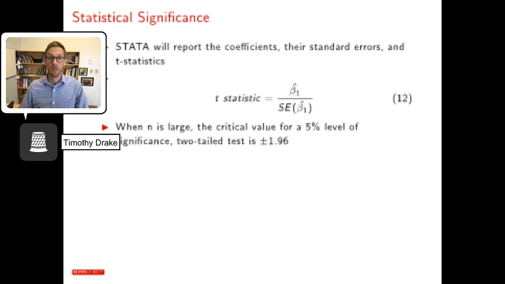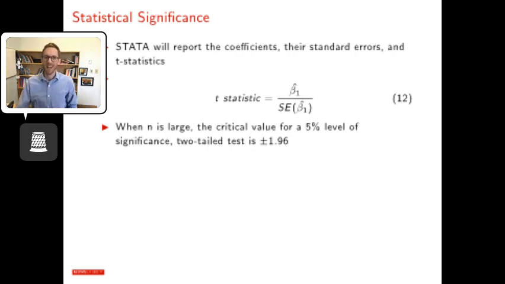So as I mentioned, Stata is going to go ahead and report our coefficient estimates. That's both the intercept, beta 0, and the slope parameter, beta 1, the standard errors associated with each one of those, and the t-statistics. And remember, we can calculate the t-statistic for our beta 1 by taking the estimate that we have from our sample of beta 1, that's why we have the hat there, it's just to show it's an estimate, over the standard error of beta 1.